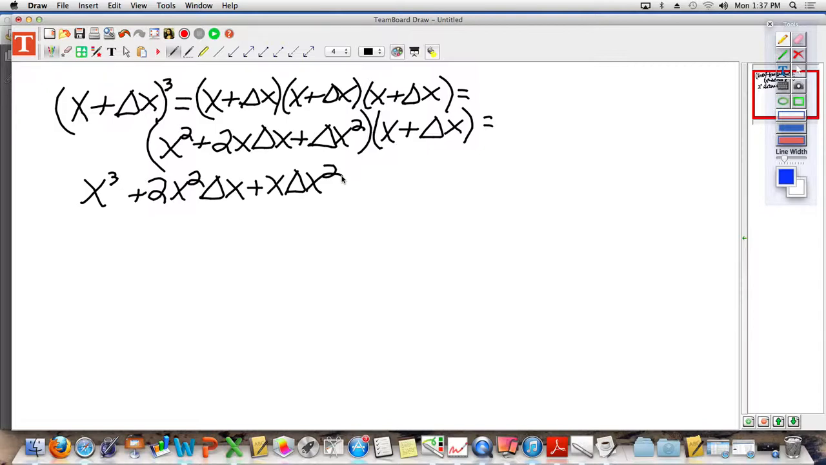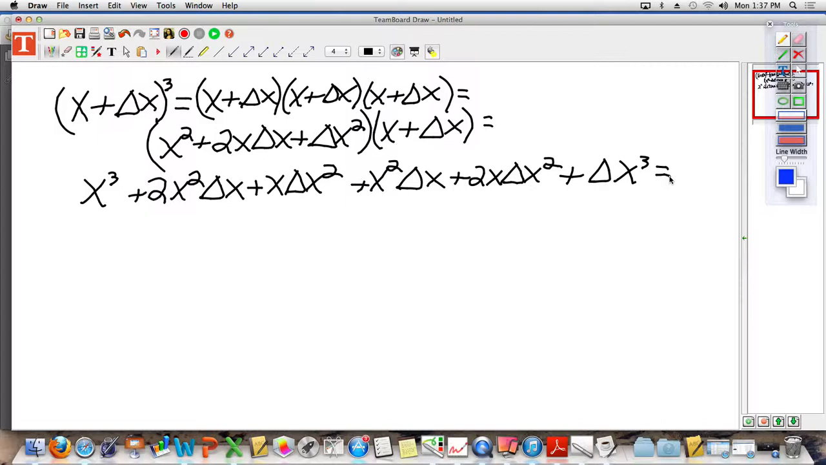Done with the x. Now we need to move on to the change in x. So we're going to do the change in x times x squared. Well, that is the same thing as x squared times the change in x. And then we have the change in x times 2x change in x. That's going to get me 2x change in x squared. Still with me? And then we have the change in x times the change in x squared. That gets me the change in x cubed.